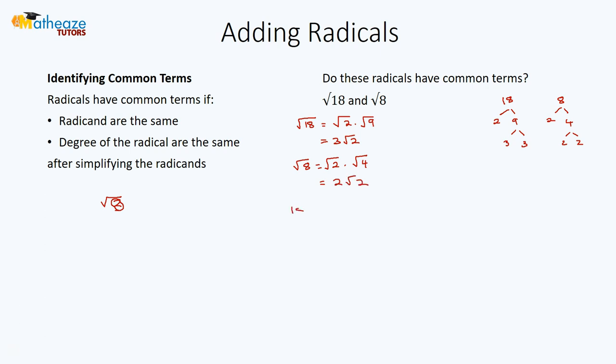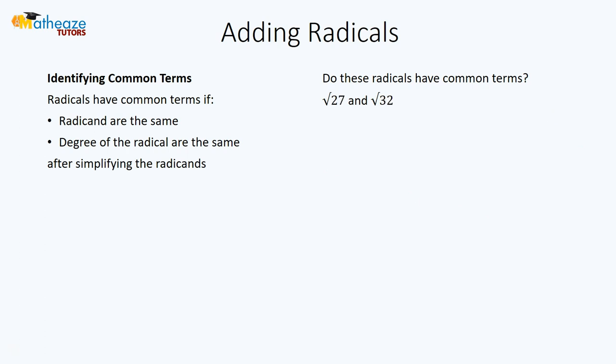So if you look, the square root of 18 is 3 square root of 2, and the square root of 8 is 2 square root of 2. You can see that the radicands are the same, and also the degree is 2 for both of them. So we can say that square root of 18 and square root of 8 have common terms. That's really the process you follow to determine if radicals have common terms. Now let's try this example.